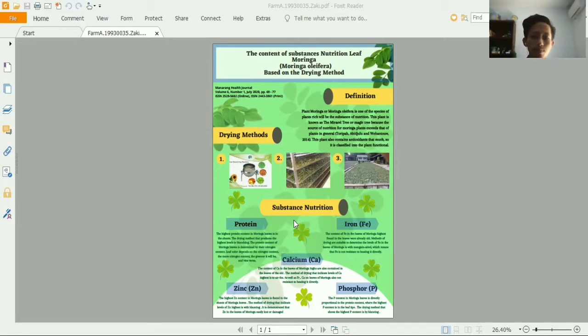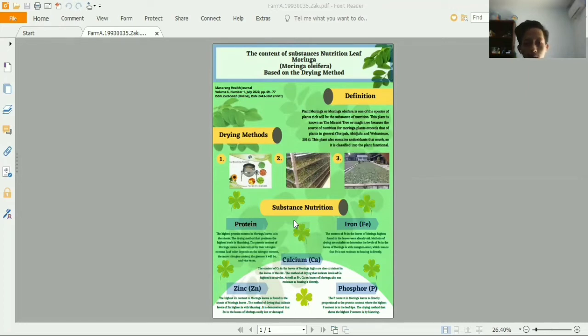First, protein. Protein is part of all living cells that functions as antibody forming, regulating nutrition and as a source of energy, while other functions of protein are regulating water balance, forming essential body bonds, and maintaining neutrality. Based on this journal research, the highest protein content in moringa leaf is found in the leaf group of the shoots. Protein content in plants can be determined by measuring the nitrogen content.